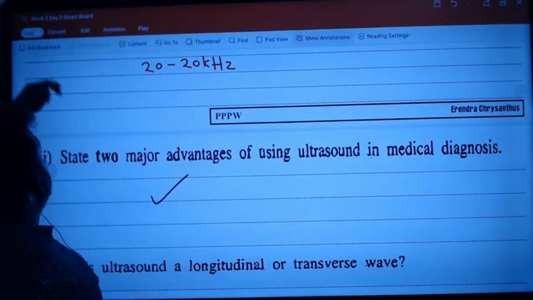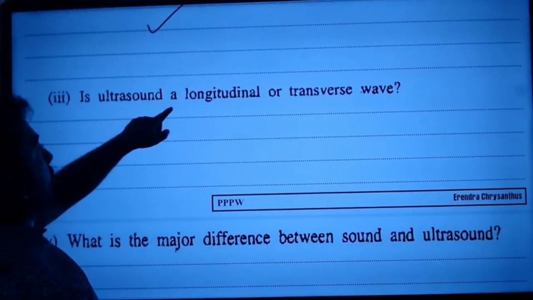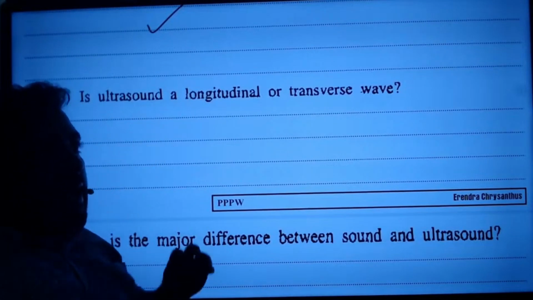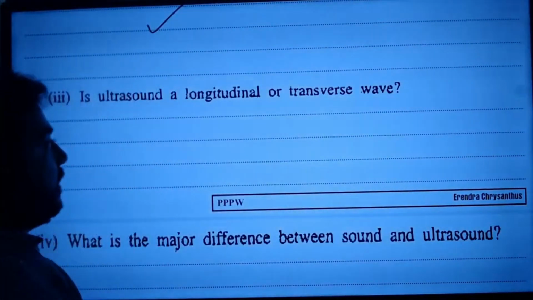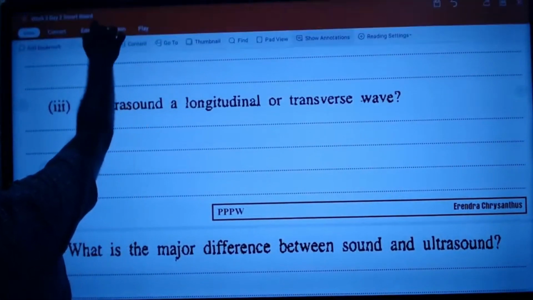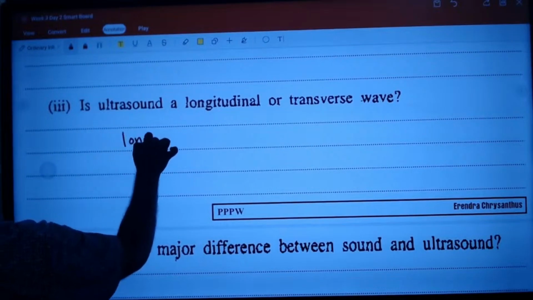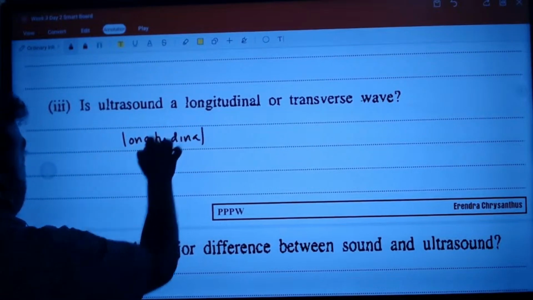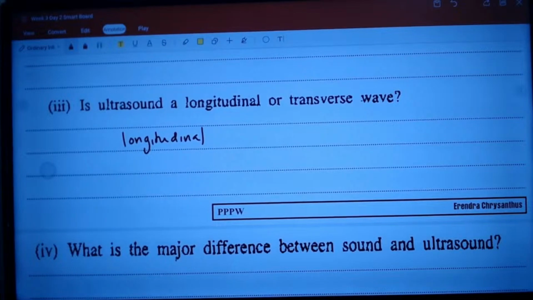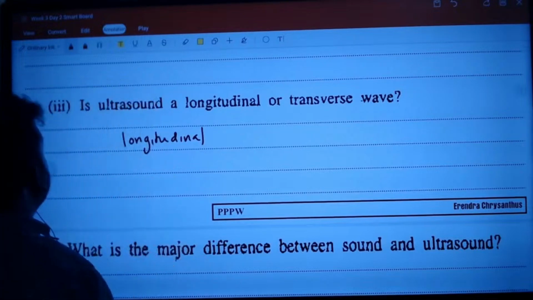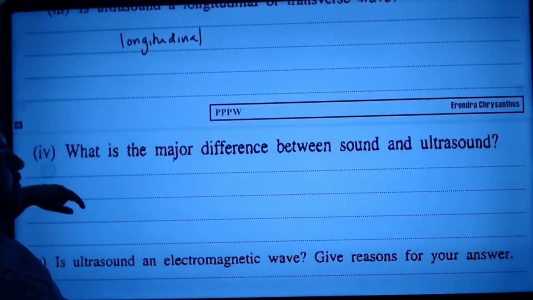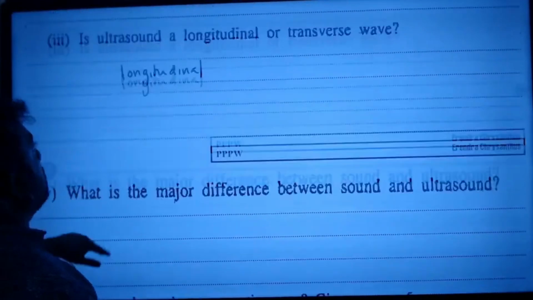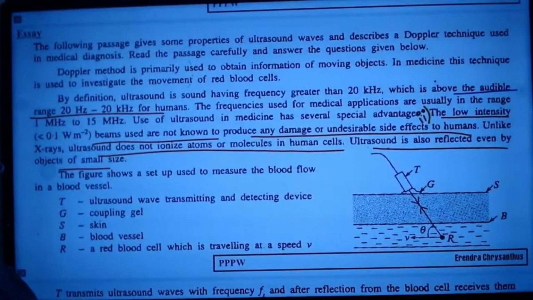Next. Is ultrasound longitudinal or transverse? Ultrasound is a sound wave. Sound waves are always what? Longitudinal, right there. This is a sound wave. Therefore, it is a longitudinal wave, right? What is the main difference between sound and ultrasound?